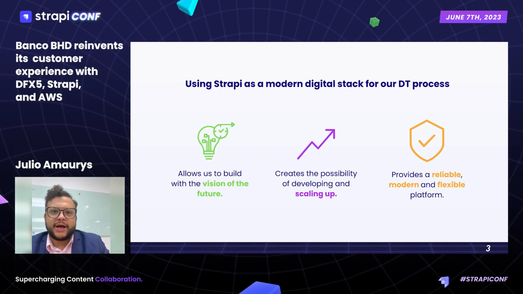We have Strapi as our CMS. We evaluated about four options in the process and decided on Strapi because we definitely are building with the vision of the future. We are undergoing our digital transformation. And in that process, we decided that we were going to buy and establish a modern digital stack that we can build upon in the future. We decided also that Strapi gave us the possibility to start developing as we went and scale up.